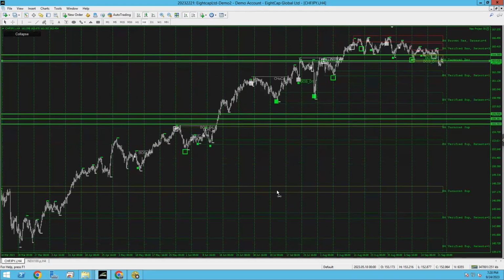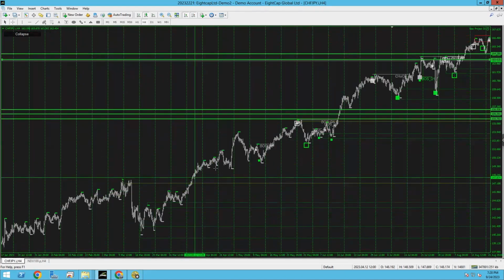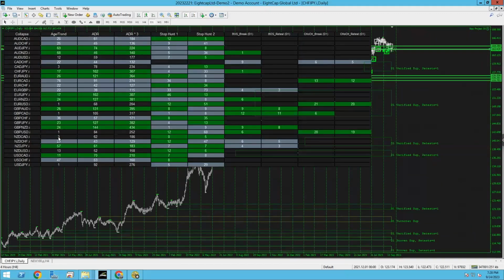Now look at this. CFJPY. This is a turncoat here. This was a 1,800 pip trade on a swing trade from a daily turncoat. You can see why I'm saying turncoat. Boom, boom, boom.